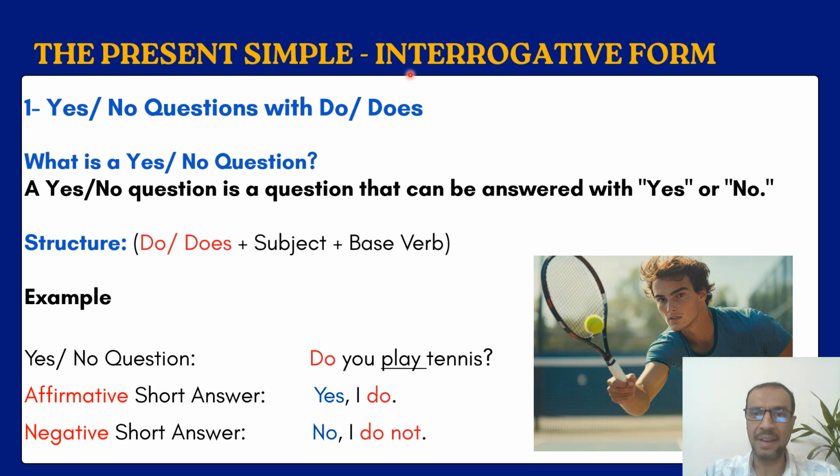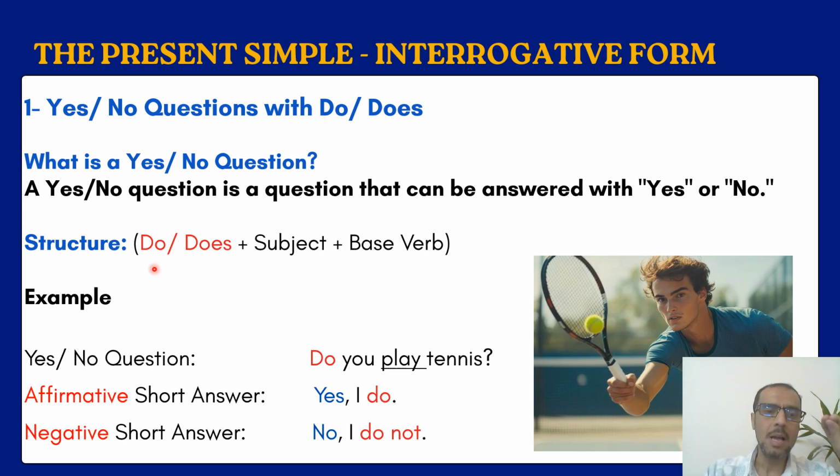The present simple interrogative form. We have two types of questions. First, yes-no questions with do-does. What is a yes-no question? A yes-no question is a question that can be answered with yes or no.